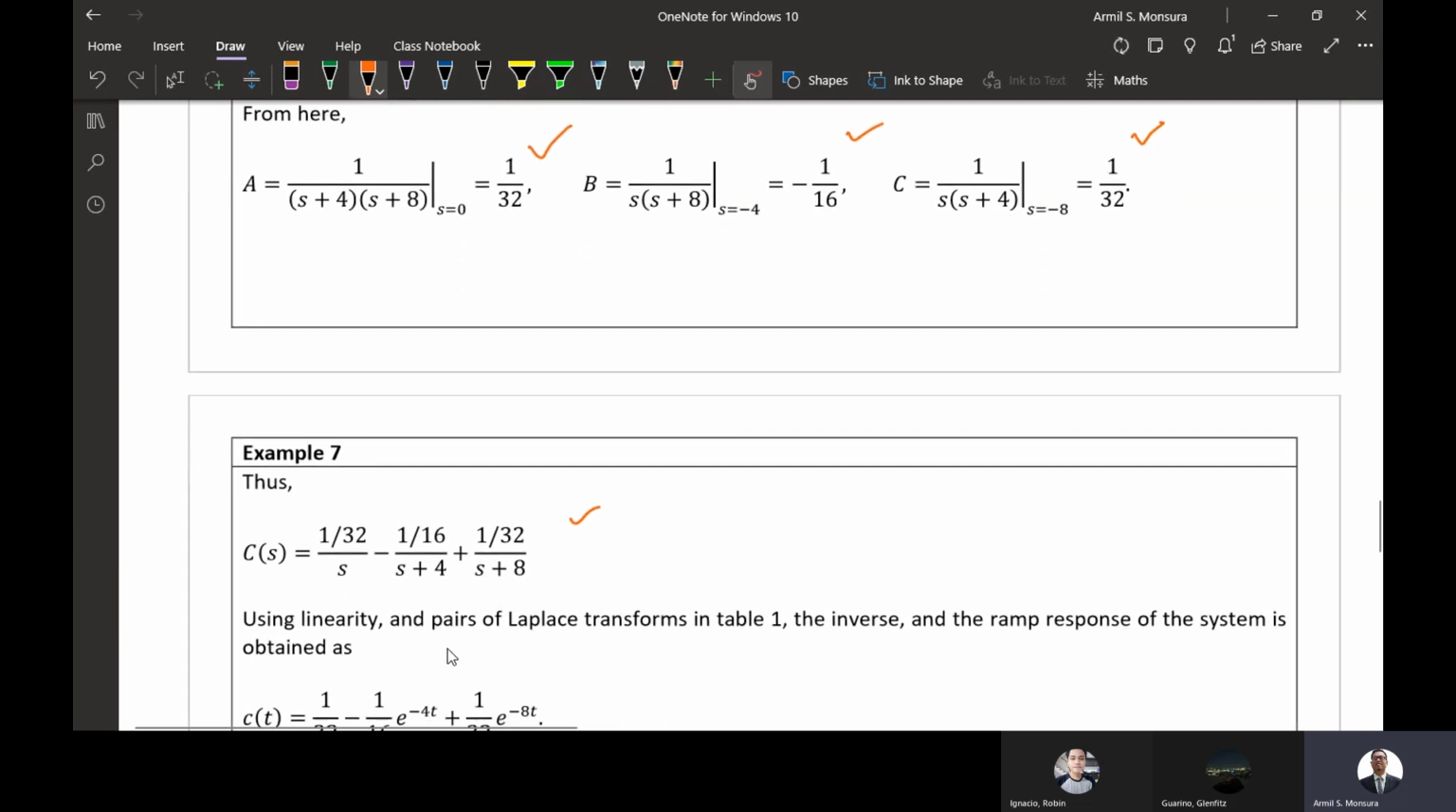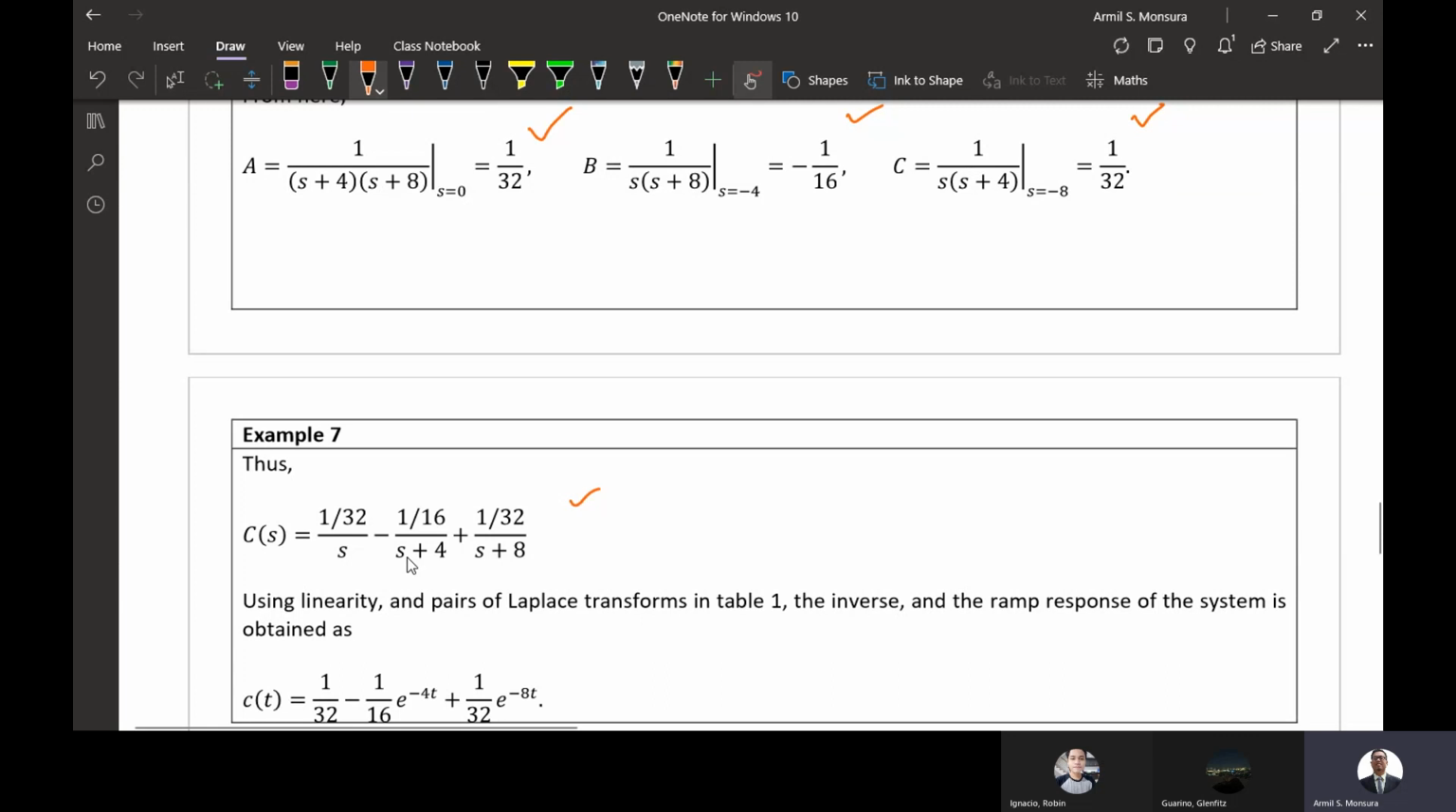So, by linearity and table 1, labas natin yung 1 over 32. Kunin natin yung inverse transform ng 1 over s. Okay? And by table 1, yung inverse Laplace transform ng 1 over s ay 1. So, therefore, lalabas dito, this is 1 over 32 times 1. Kaya, ito yung lalabas sa first term natin.